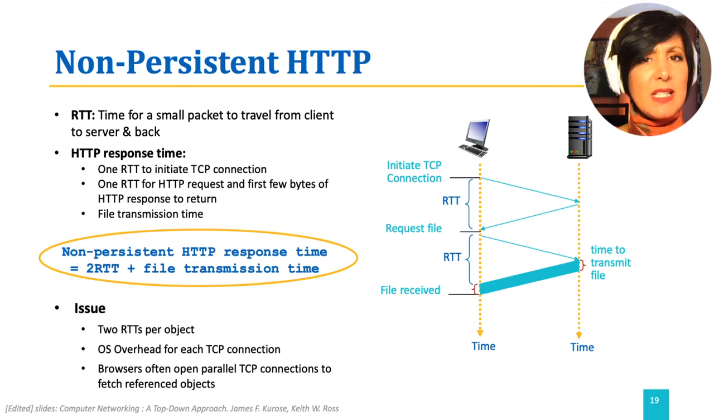The problem is, for each object transmitted, there is a 2 RTT overhead time. Browsers can fetch the objects in parallel to reduce the effect of that overhead, but per object retrieval time is 2 RTT plus object file transmission time for each object in the non-persistent HTTP.